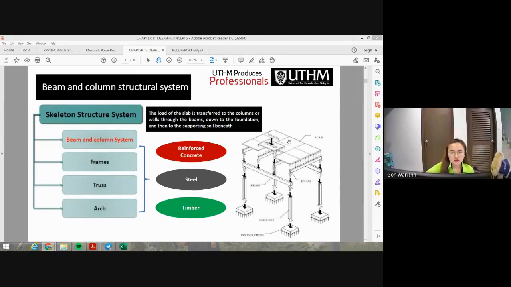Okay, so this is the system. The load will be distributed to the beam. The load goes either to a two-way slab or a one-way slab, and then to the beam, and then the beam will distribute to the column, and then the column will distribute to the foundations. The column is not designed in this subject. You are going to learn it in another design subject.